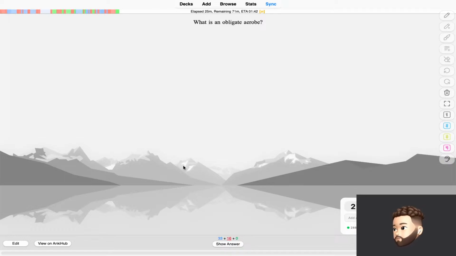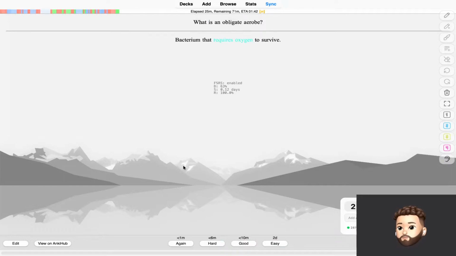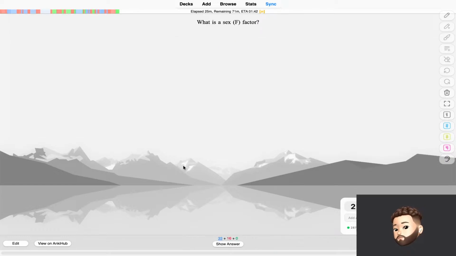It's a bacteria that needs oxygen to survive. What is a sex factor? It's the plasmid in male bacteria that basically makes for the sex pilus. Yeah.